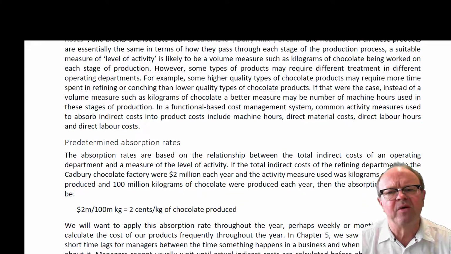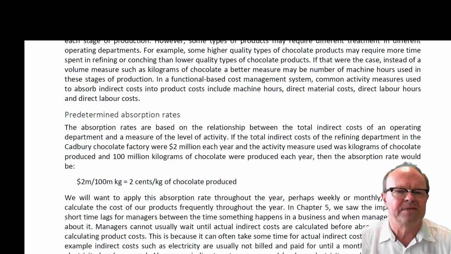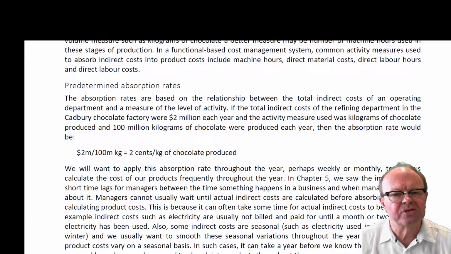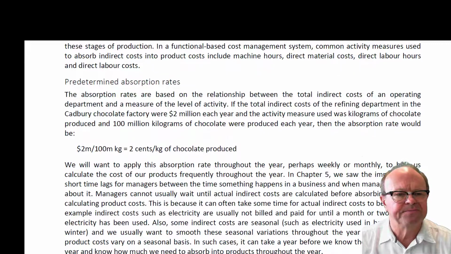However, some types of products may require different treatment in different operating departments. For example, some higher quality types of chocolate products may require more time spent in refining or conching than lower quality types of chocolate products. If that were the case, instead of a volume measure such as kilograms of chocolate, a better measure may be number of machine hours used in these stages of production. In a functional-based cost management system, common activity measures used to absorb indirect costs into products include machine hours, direct material costs, direct labour hours, and direct labour costs.